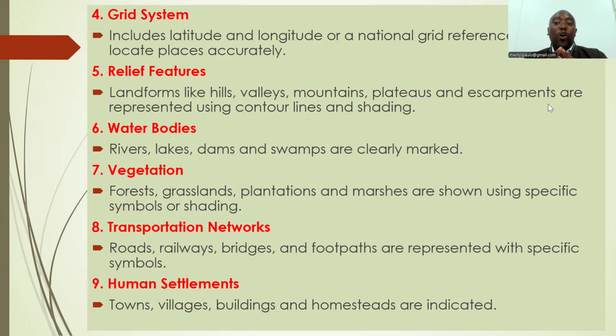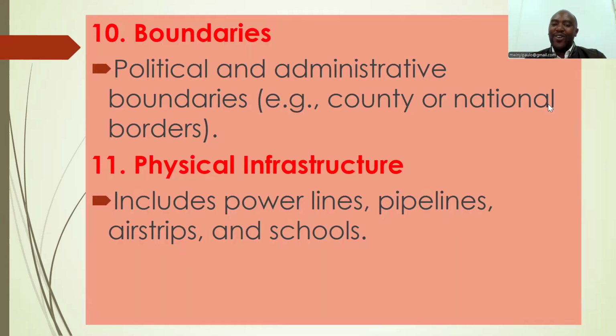Another component of the topographical map is transportation networks. It will show roads, bridges, footpaths, name them, the transportation networks. A topographical map will also include human settlements, towns, villages, buildings, homesteads, all shall be indicated in a topographical map.